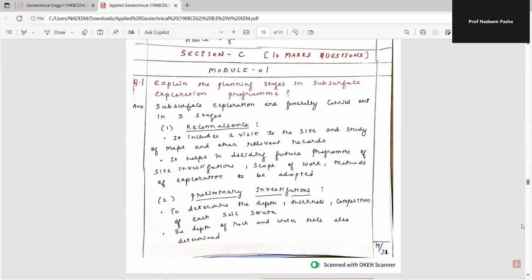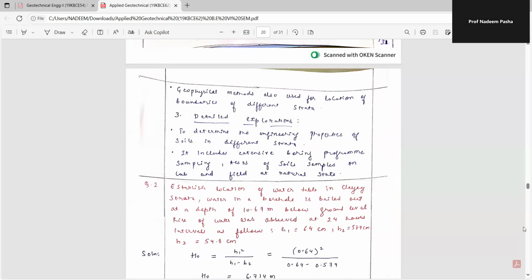Next, preliminary investigation to determine the depth, thickness, and composition of each site stratum. The depth of rock and water table is also determined. Geophysical methods are also used for location of boundaries of different strata. Detailed exploration determines the engineering properties of soils in different strata. It includes an extensive boring program, sampling, and testing of soil samples in labs and in the field at natural state.